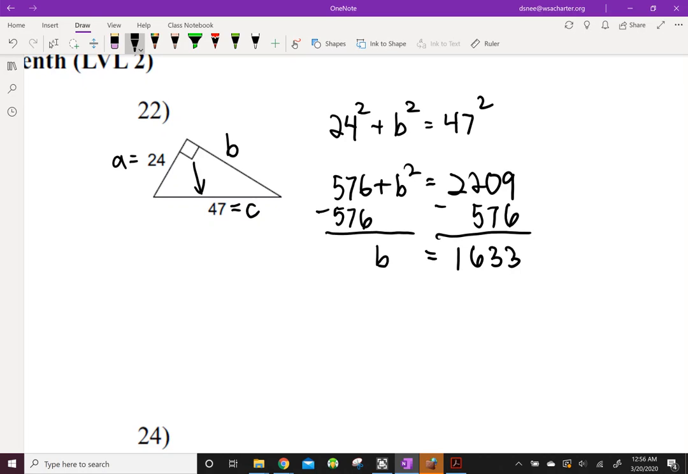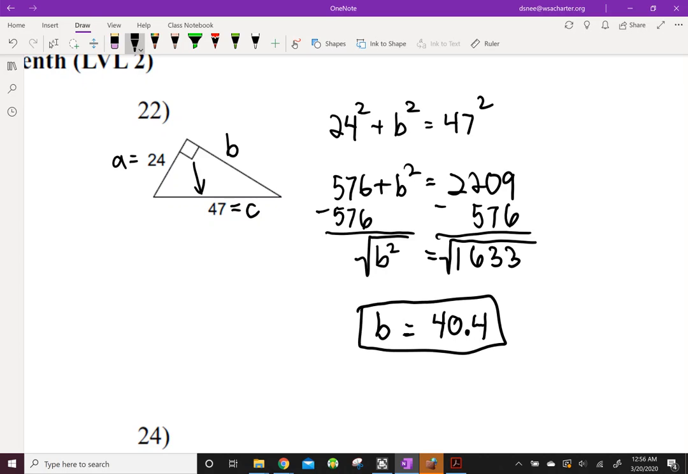And so now I'm looking for the square root of 1,633. Second x squared, 1633 enter, 40.41. 40.41 rounds to 40.4. And that's an approximation. You can do that if you want.